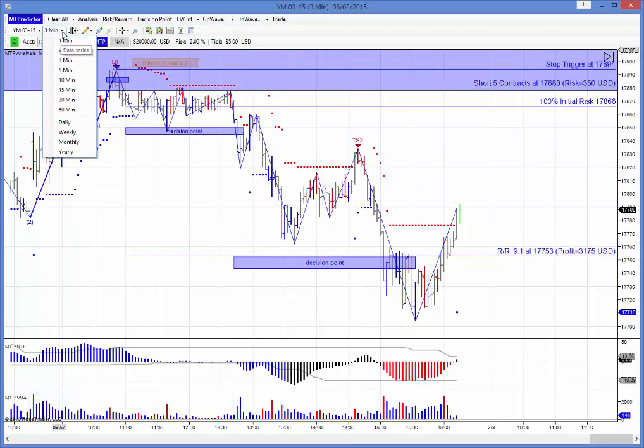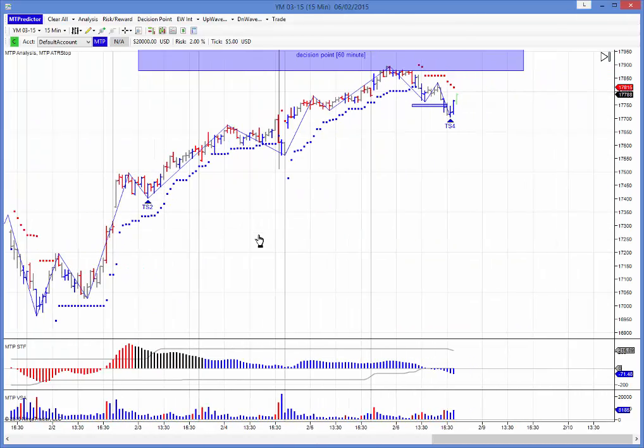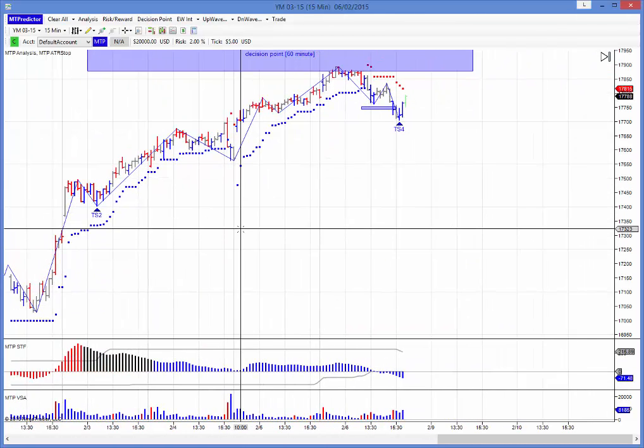Also, if I go out to the 15-minute chart, once this high was actually put in place, we look at the last swing into the high or low.